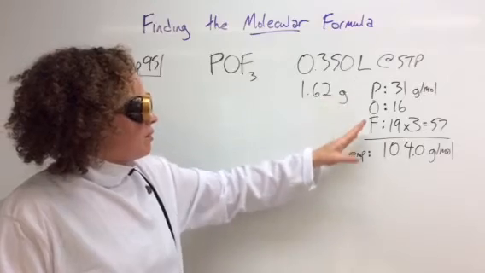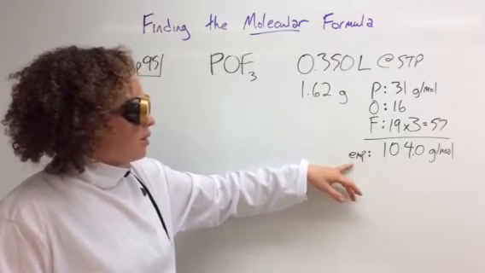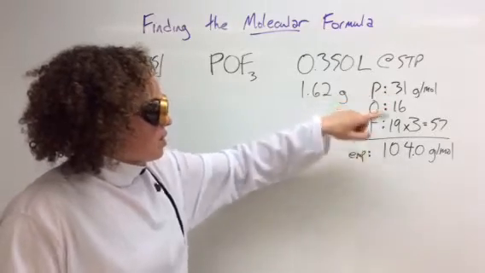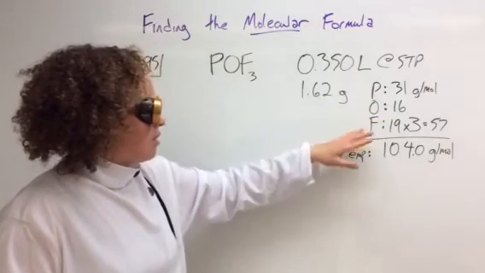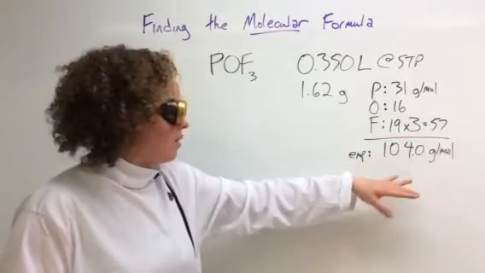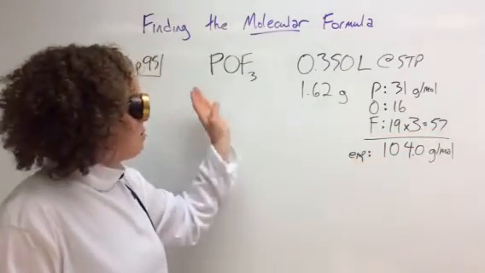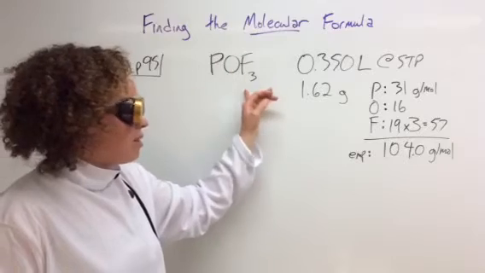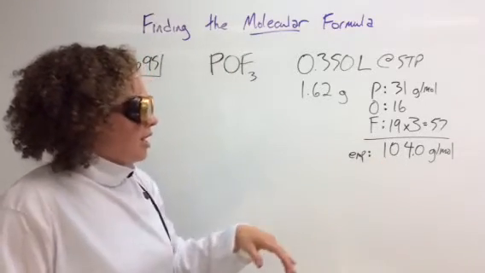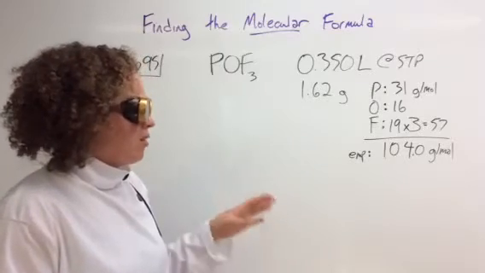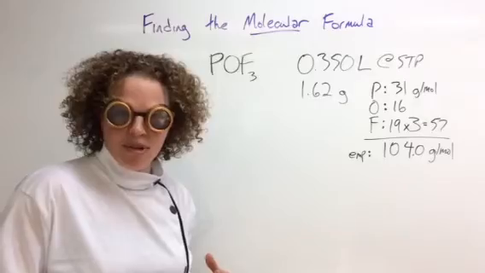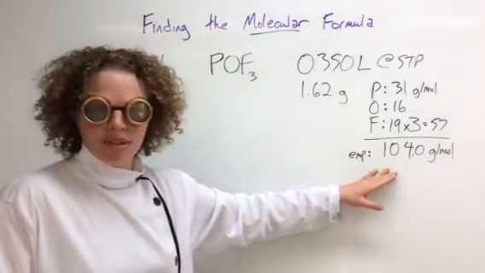And I've gone forward and figured out the empirical formula of POF3 by going phosphorus is 31, oxygen is 16, fluorine is 19, but there are 3 of them, so that makes 57. So we add all those up. And if we simply had 1, 1, and 3, then we would have 104 grams per mole. Now, the trick is that we don't have the molar mass. We have to find the molar mass and then compare it to this empirical number.